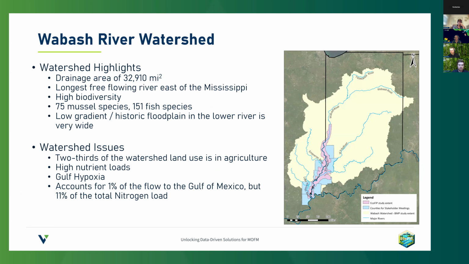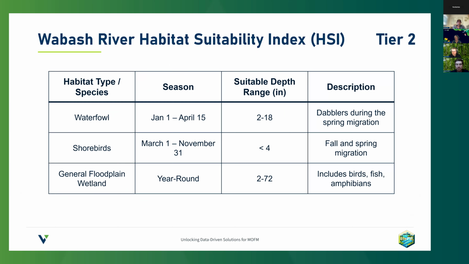Just a little bit about the Wabash River for those of you who may not be familiar with it. It drains most of the state of Indiana. It's the longest free-flowing river east of the Mississippi. It has high biodiversity, but also gets the award for some of the highest nutrient yields in the Mississippi River watershed. This is primarily due to high agricultural land use, but partially also due to the lack of impoundments that would otherwise enhance nutrient processing on the river. So the peak area, the pink area on the graphic on the right, shows the domain of our study area for the EcoFIP analysis that we're going to be talking about in the next series of slides.